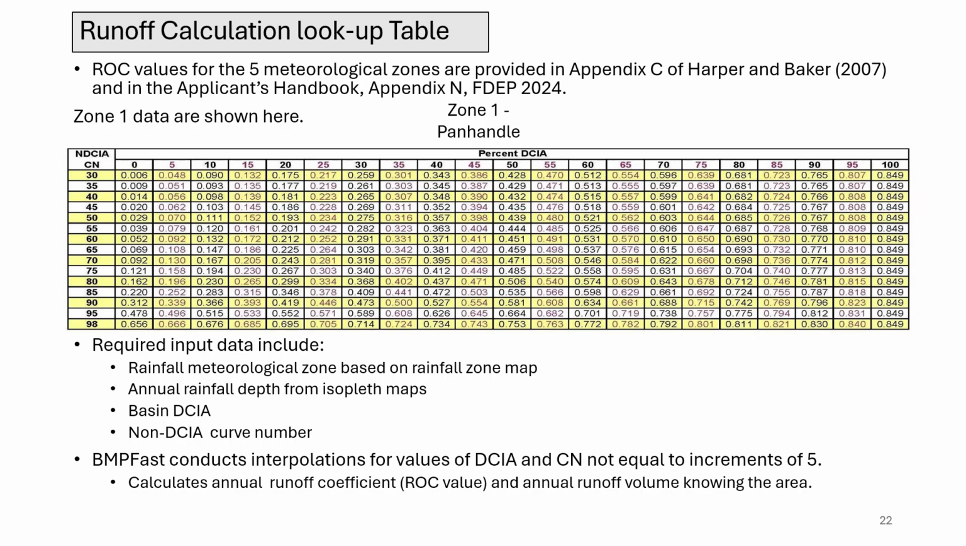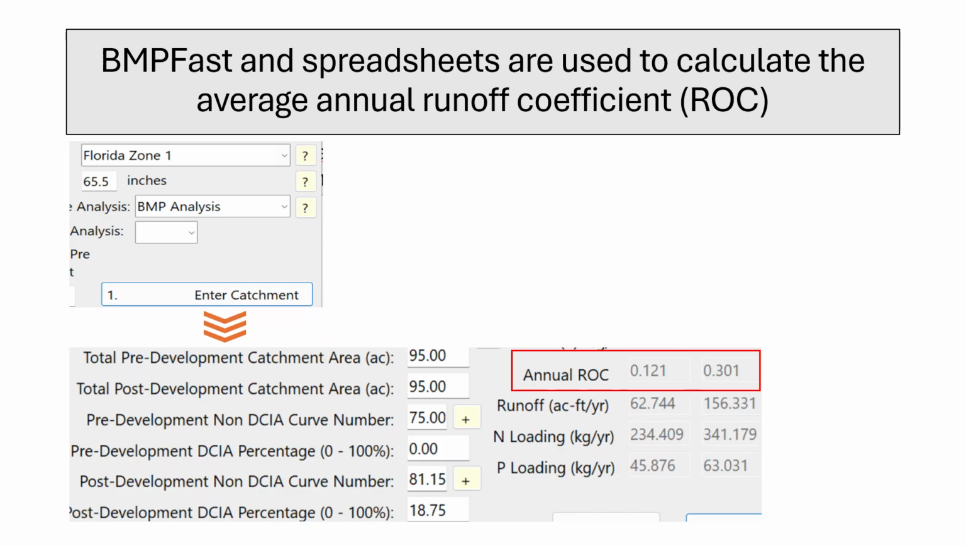It's important to note that the BMPFast software, which often utilizes these tables, conducts interpolations for DCIA and curve number values that don't fall precisely into increments of 5. This ensures greater accuracy. Ultimately, by providing all these inputs and knowing the specific area, the system can calculate both the annual runoff coefficient value and the total annual runoff volume. To calculate the average annual runoff coefficient, or ROC, we commonly utilize tools such as BMPFast or standard spreadsheet programs.